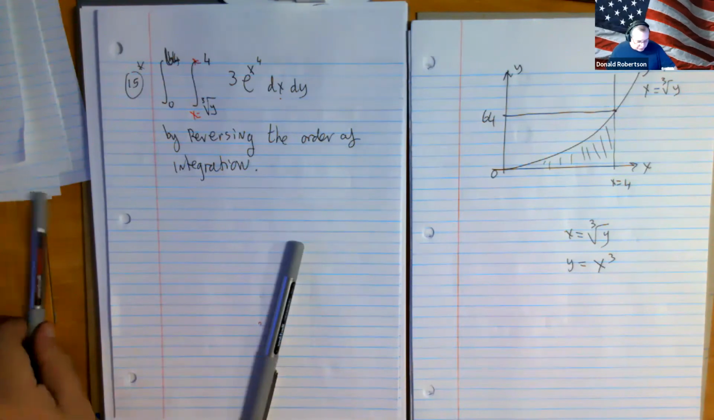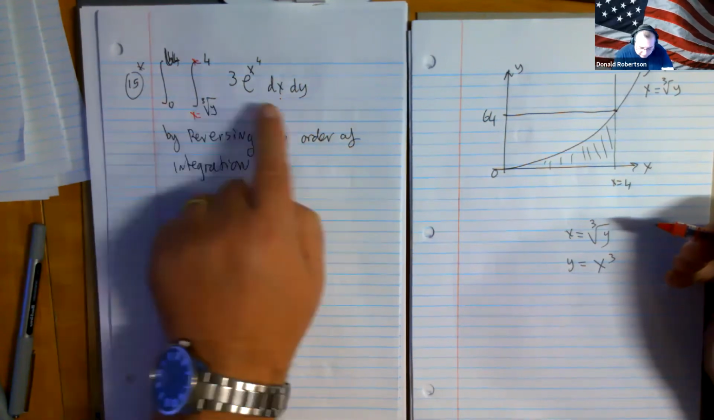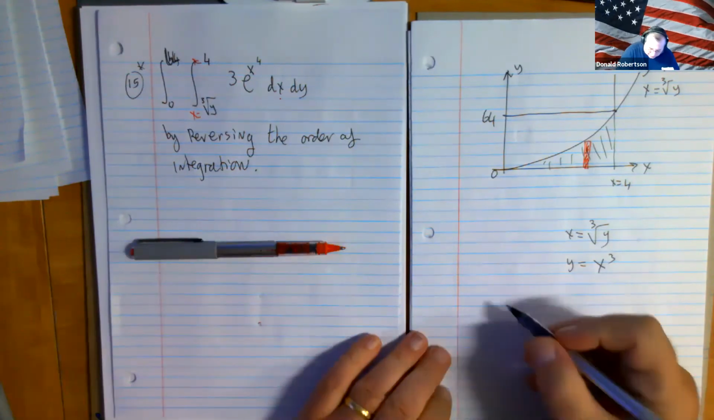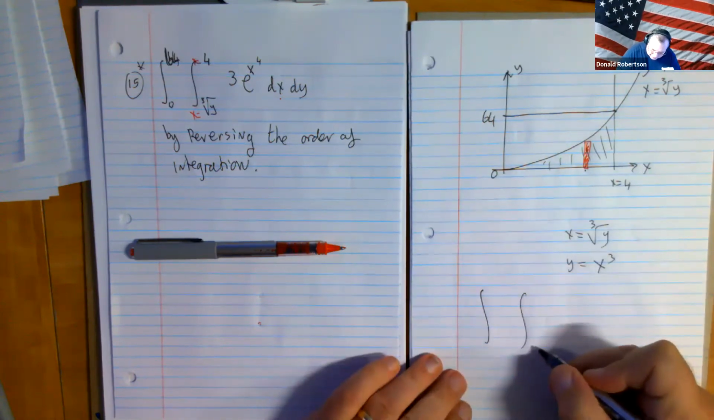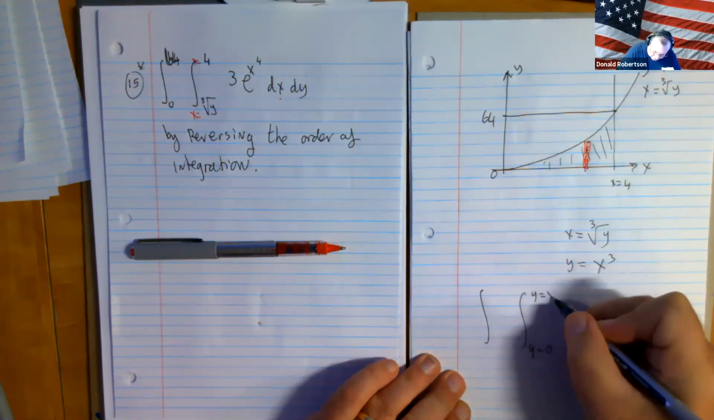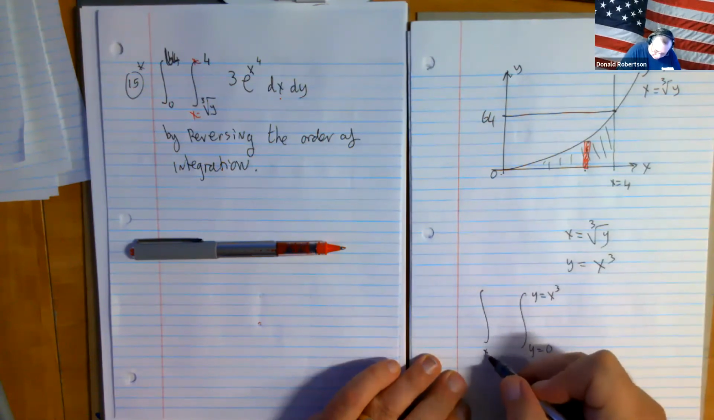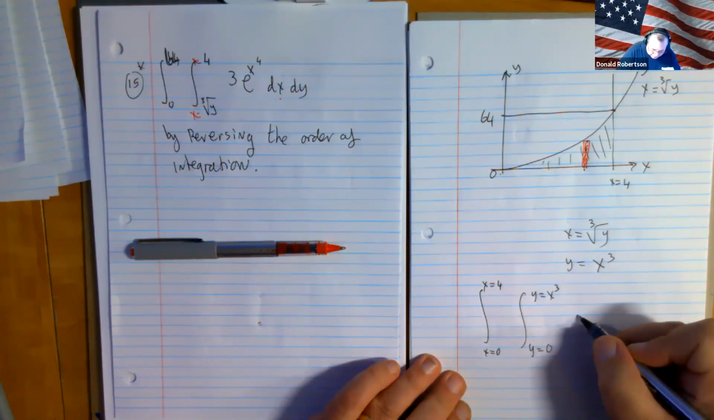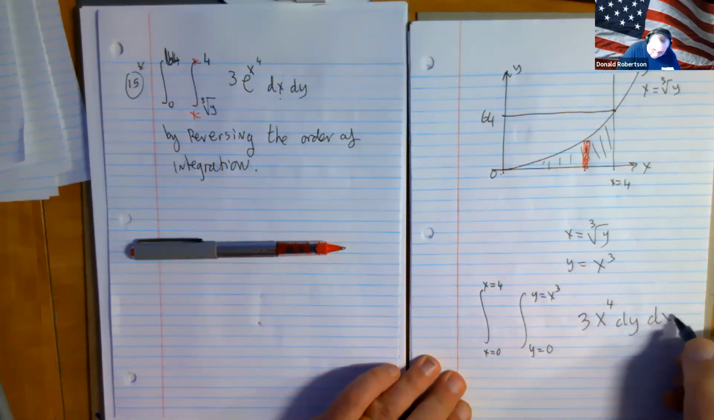Okay, you want to switch the order of integration. Right now, it's x in function of y. Let's do the other way around. Let's do this fella. So we're going to do the integral, a typical value then would be from y equals 0 to y equals x cubed. And then the x's would go from 0 to 4. And the function that we're doing it to is 3e to the x to the 4, dy, dx.